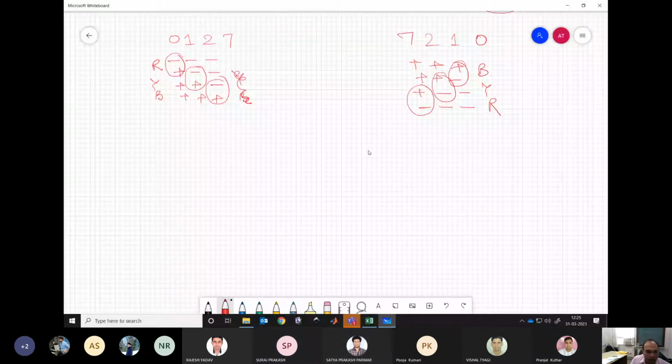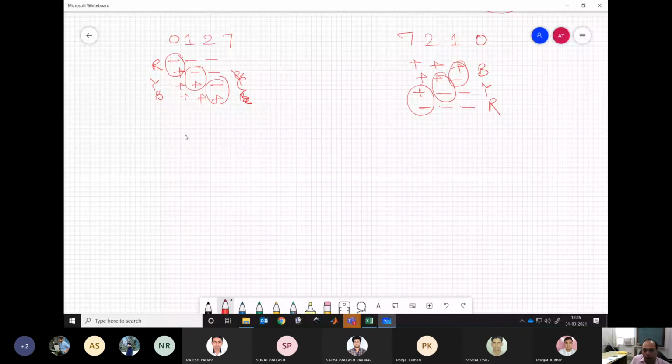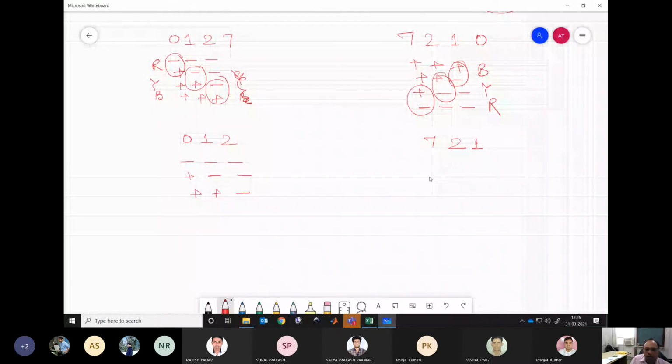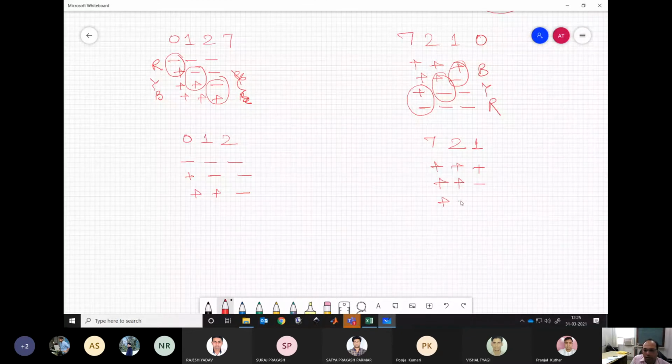Whereas if we take a sequence, let us say 0, 1, 2 or 7, 2, 1, what will happen? Let us see. What is switching here? R. What is switching here? Y. There is no switching for B. What is switching here? B. What is switching here? Y. And no switching for R. Getting my point?